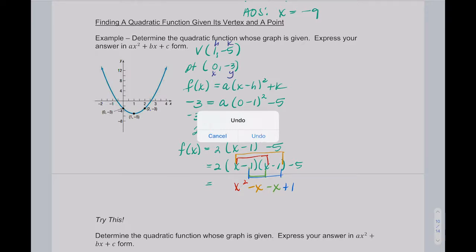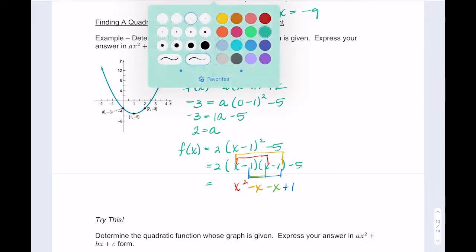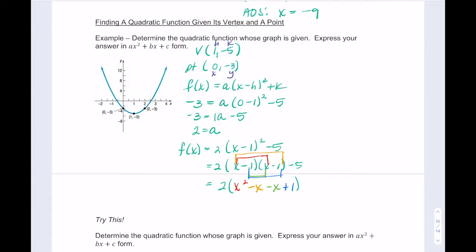Okay, sorry about that. Now I'm going to bring this 2 down. And don't forget the -5, okay? All right, so now we've got 2 times x squared. If I combine -x and -x, I get -2x plus 1 and then -5. And then all I need to do now is distribute the 2, bring down the -5, and then clean it up.